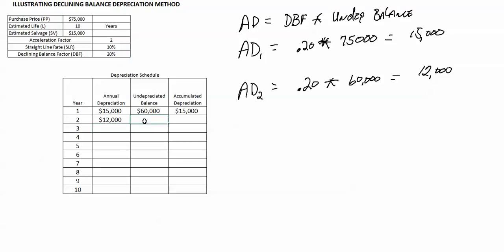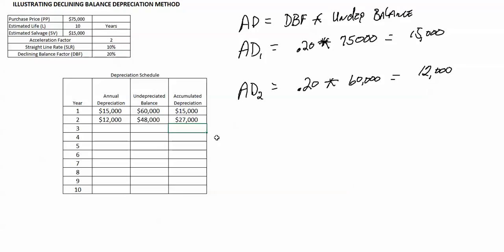Now the undepreciated balance will be equal to the previous year, 60,000, minus the 12,000 for this current year. Okay? And now the accumulated depreciation, of course, will be equal to the previous year's plus the next year's depreciation. Okay?